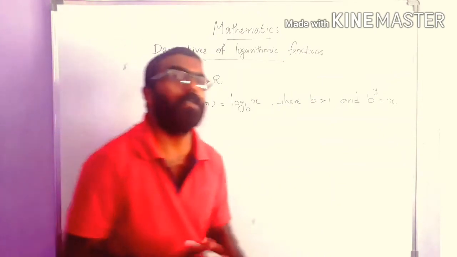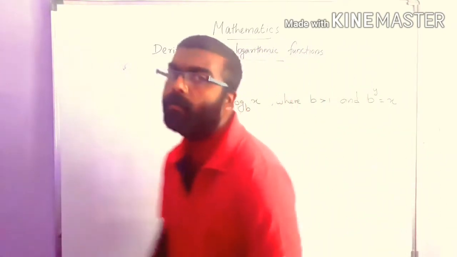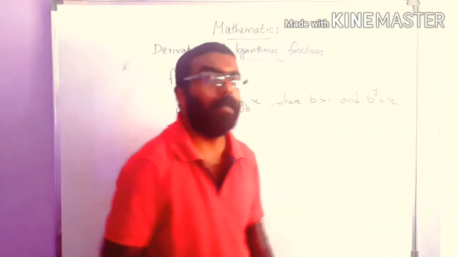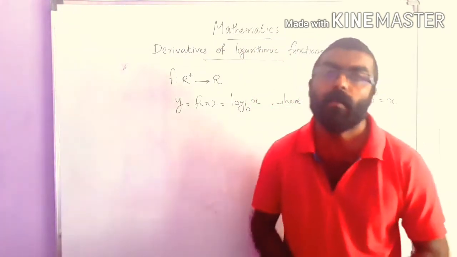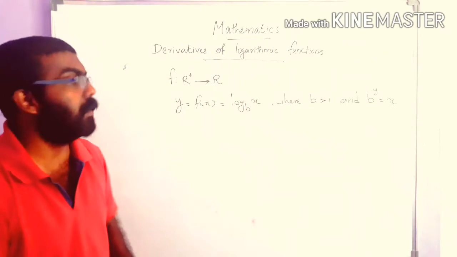And the most commonly used logarithms are natural logarithm and common logarithm. Logarithms with base 10 are called common logarithms, and the logarithms with the base e are called natural logarithms.